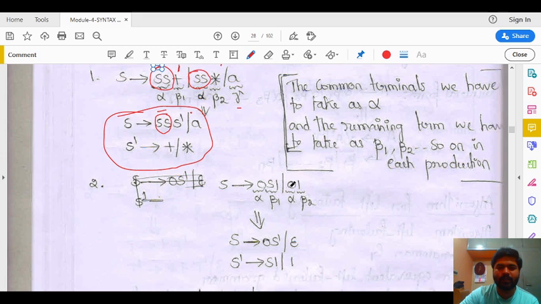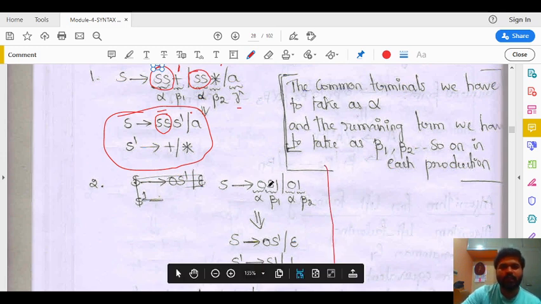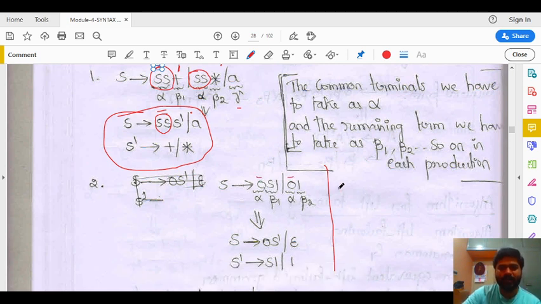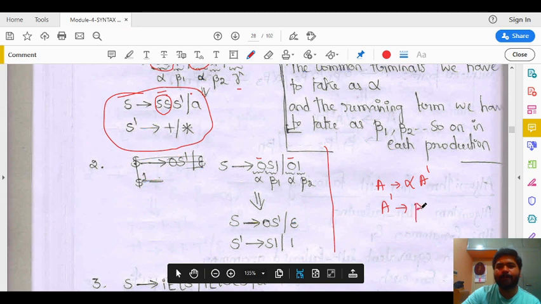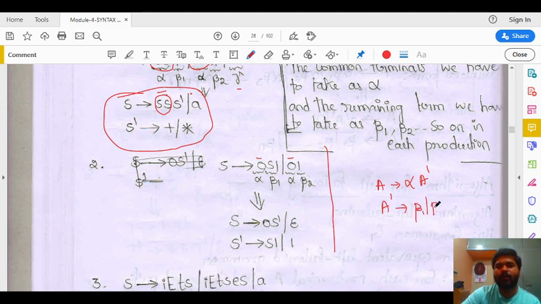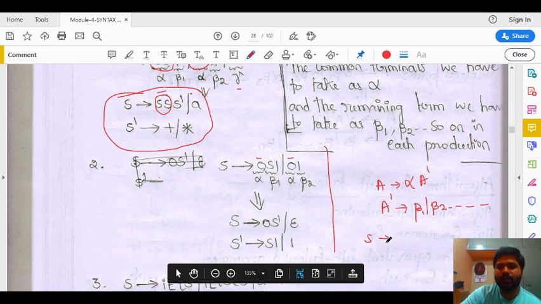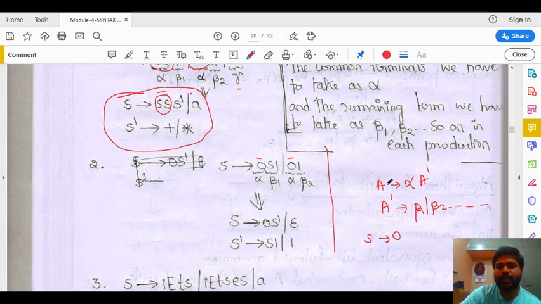Let's look at a second example so that it gives us clarity. S tends to 0 S 1. What is the term which is repeating here? Just 0, right? According to the syntax, A should tend to alpha A dash, and A dash should tend to beta 1, beta 2, and it goes on. So what is A? A is S. So S tends to, what is alpha? Alpha is 0 because it is repeating. So 0, and what is A dash? S dash.